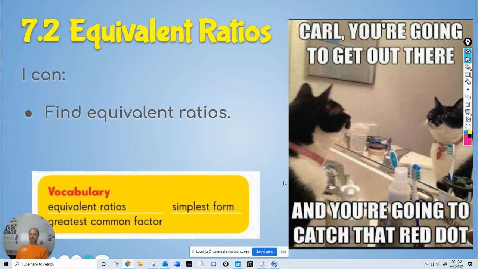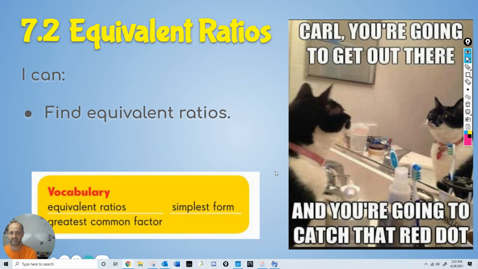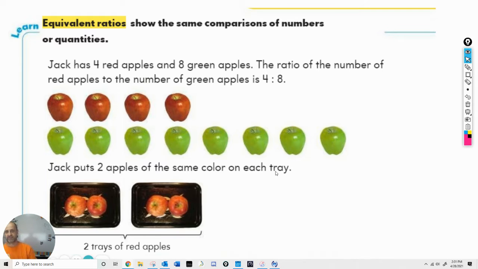I'm going to tell you right now, if you know anything about equivalent fractions, you're going to be good to go today. All right? You should already know the terms simplest form and greatest common factor, and we even touched upon equivalent ratios yesterday, so you should be able to see where this is going. Some of you should be raising your hand and offering to teach the lesson right now. All right. Equivalent ratios will show the same comparison of numbers.